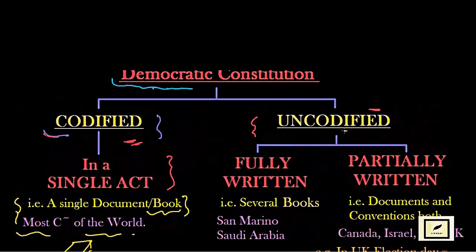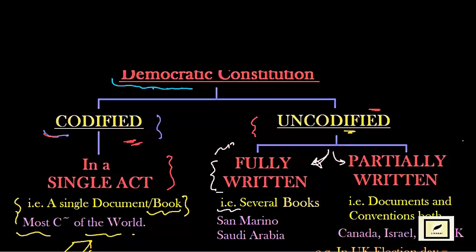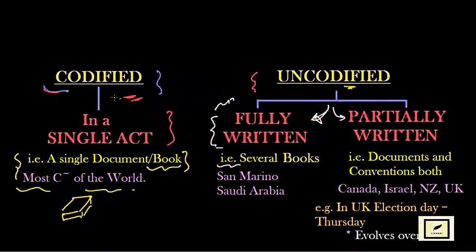Now let's see the uncodified part. Those are constitutions which are not written in a single book, and they themselves are of two types. The first one is the fully written one. This is something we have to see in detail. That is an uncodified constitution which is fully written, but usually in several books. As we already said, a codified constitution is written in only one book. The uncodified but written constitution is usually found in several books.